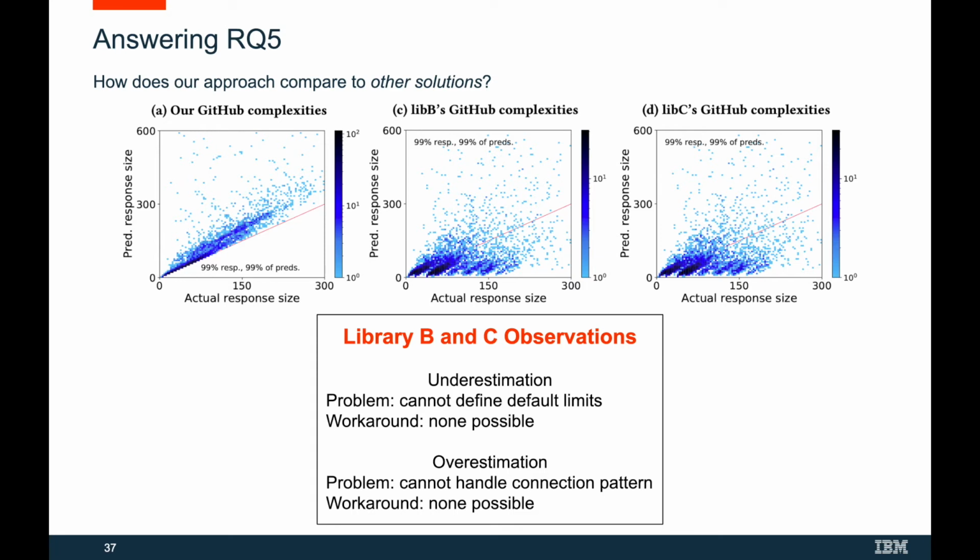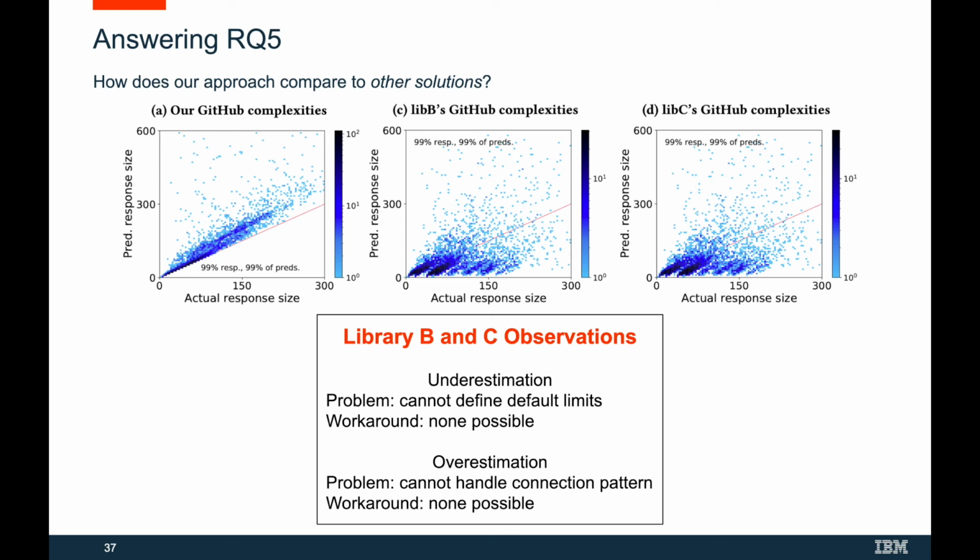Library B and C are related, and hence their charts look the same. Both libraries show gross underestimation, which is problematic for our query cost analysis. This is because they cannot use default limits. As a result, unpaginated lists and paginated lists with default values are not counted properly. Additionally, they cannot handle the connection's pagination pattern, causing overestimation.